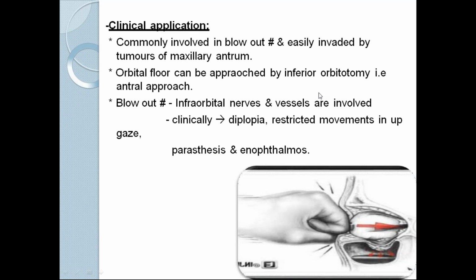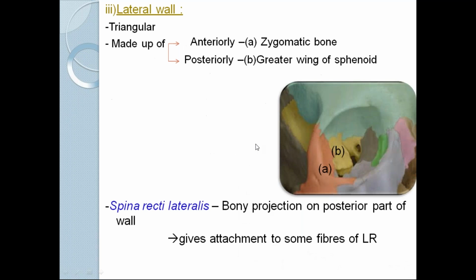And sometimes here you can see what is hanging out is the orbital fat. This orbital fat also will get entrapped into this fracture and there will be enophthalmos.